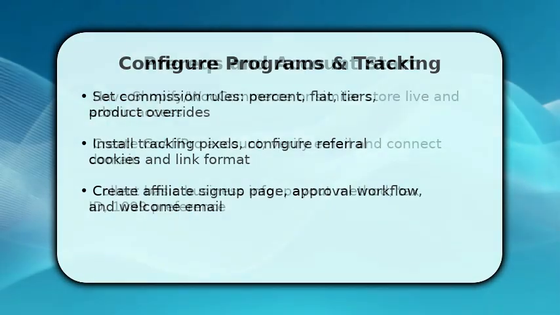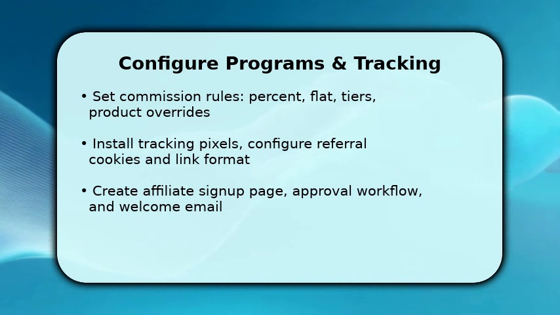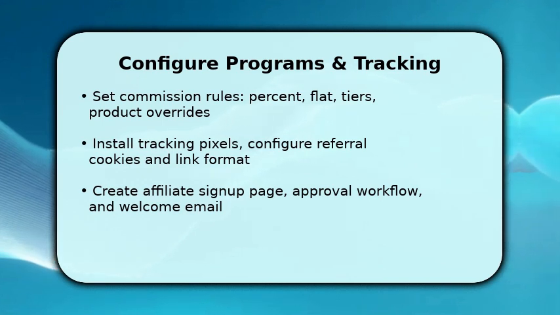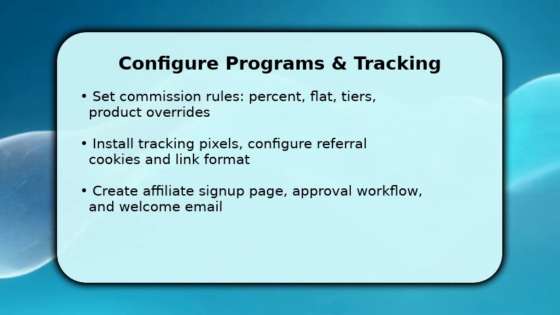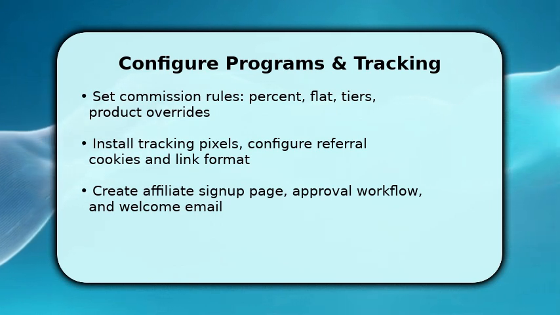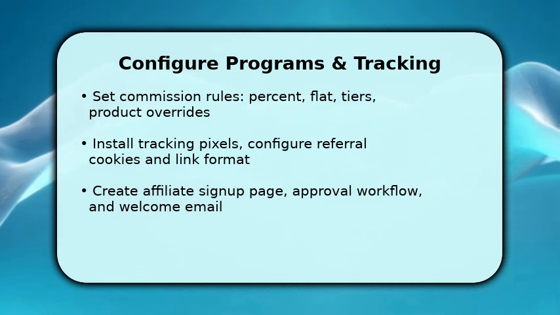You now configure the core program settings, define commission rates, percentage, flat, or tiered, and set product-specific overrides to control margins. Next, implement tracking by installing Goaffpro scripts or Pixel. This ensures accurate referral attribution and cookie duration. Then create the affiliate sign-up page and choose automatic or manual approvals. Customize the welcome email to include dashboard login steps. Once these are complete, test a referral link yourself to confirm sales track correctly before inviting affiliates.